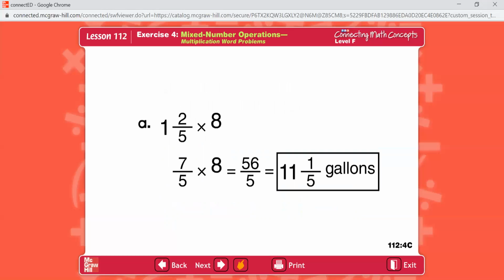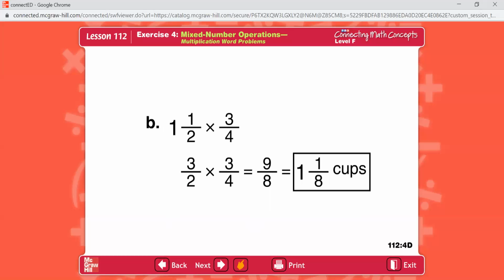Problem B. A recipe calls for 1 1/2 cups of oil. How much oil is needed for 3/4 of the amount that each recipe calls for? So 3/4 of an amount is 3/4 times the amount. Pause the video now to work the problem. 1 1/2 times 3/4. Resume when you're ready to check. Here's what you should have.